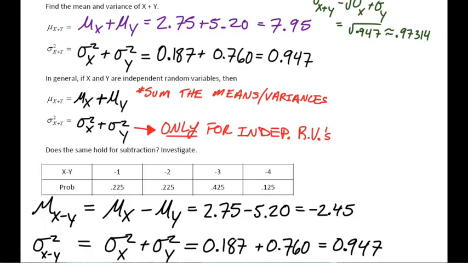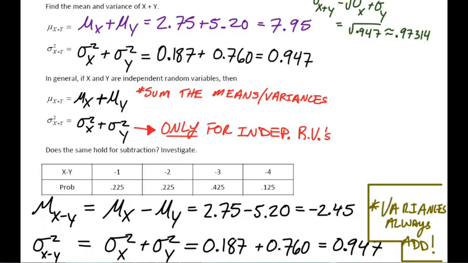Even when you're subtracting items, the variance will always add. Because in a way, you're still combining two random variables, and that creates more variability. So we have to account for that. So really important note to make, don't forget that. Even when you're subtracting two random variables, your new variance will always be the sum of the original variances.